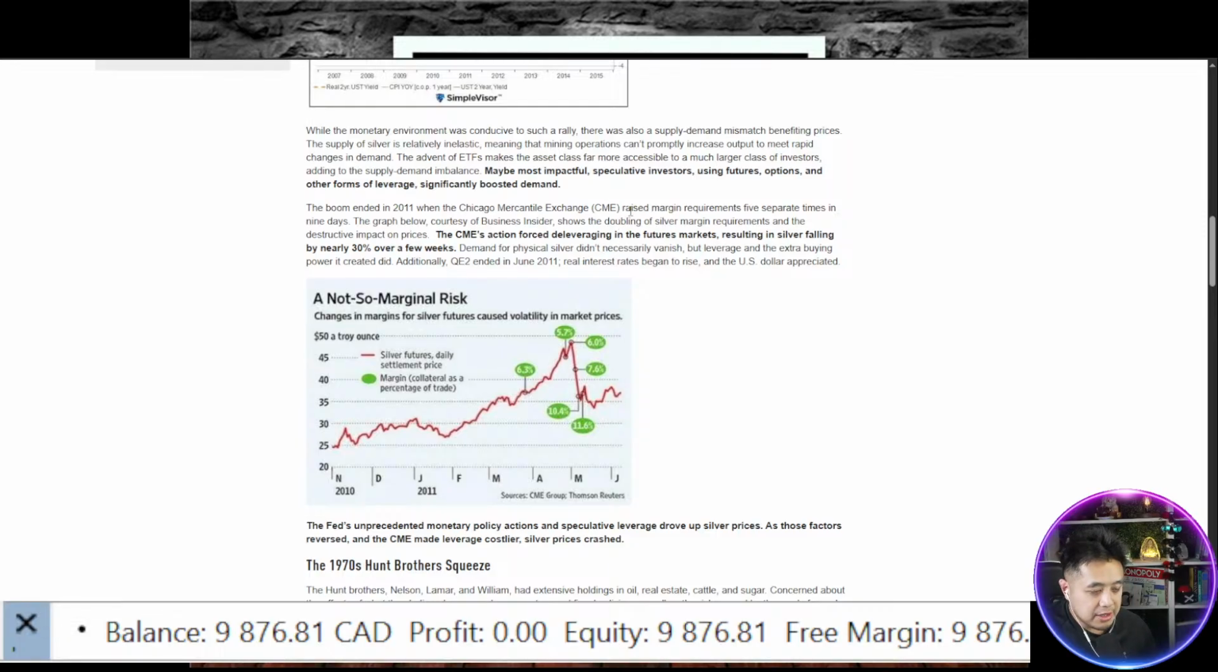That you have someone that's trying to force the hand of the people that are controlling the pricing on silver. They use leverage. They try to push it beyond a price point that hopefully you get like a short squeeze.